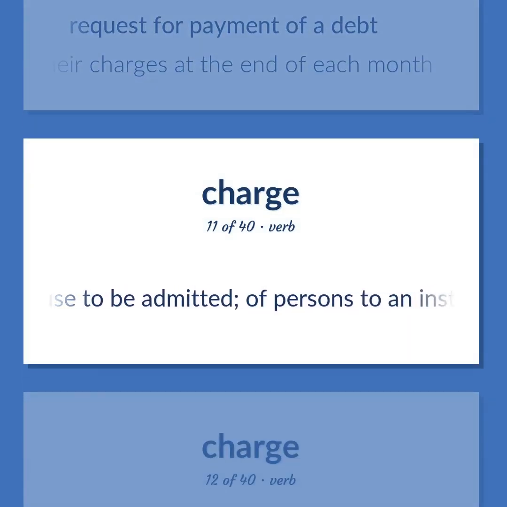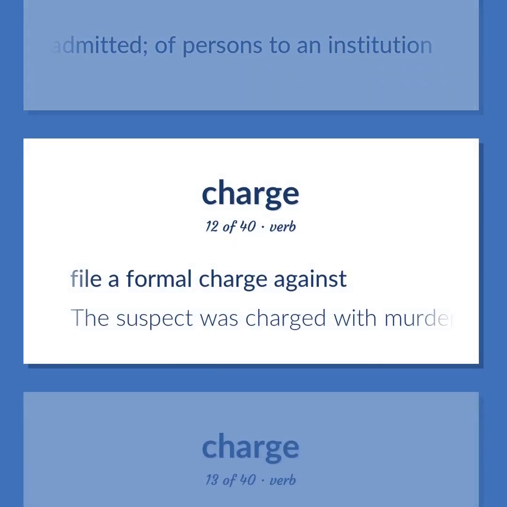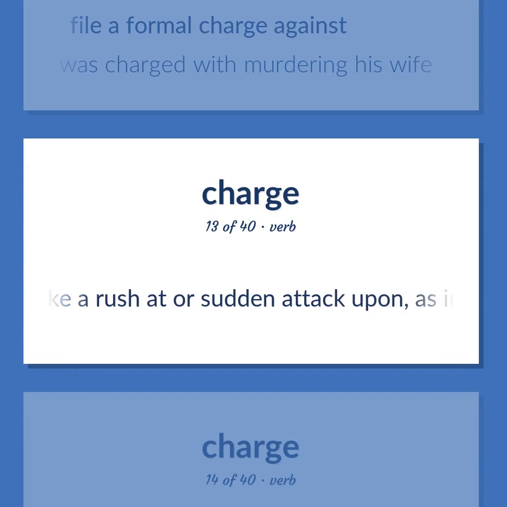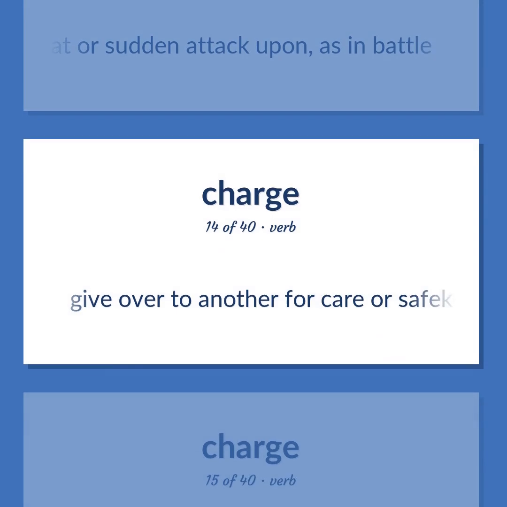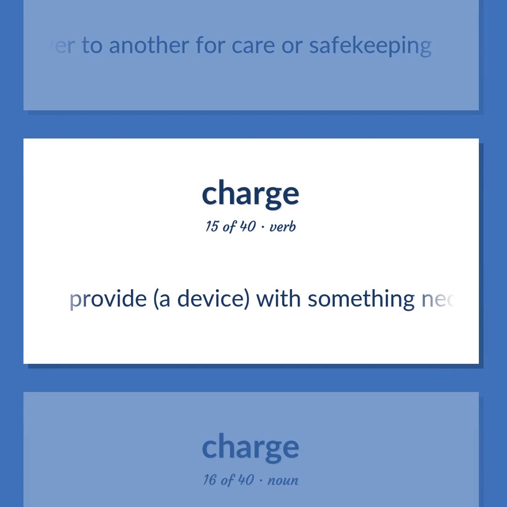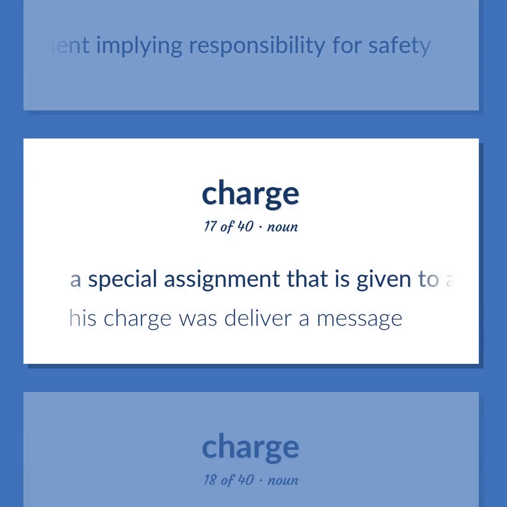Cause to be admitted. Of persons to an institution. File a formal charge against. The suspect was charged with murdering his wife. To make a rush at or sudden attack upon, as in battle. Give over to another for care or safekeeping. Provide a device with something necessary. Attention and management implying responsibility for safety. A special assignment that is given to a person or group. His charge was to deliver a message.